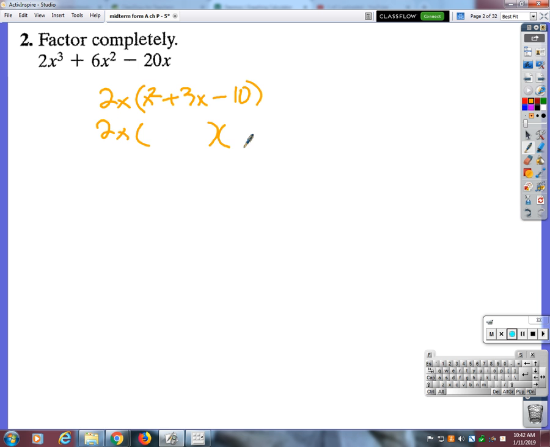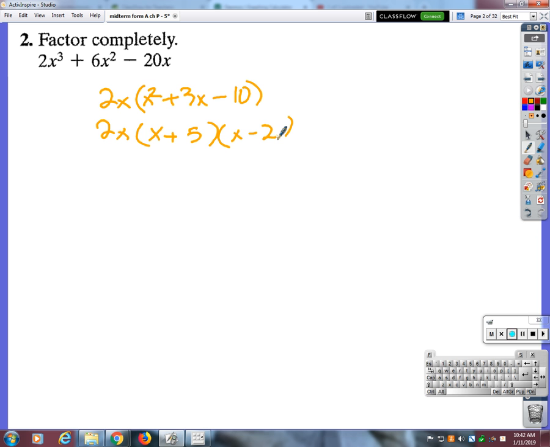Okay, and then you can factor the x squared plus 3x minus 10 a little bit further. Two numbers that multiply together to be negative 10 and add to be positive 3. 5 and negative 2. Okay. That's it. Yeah, easy money. That's the answer.